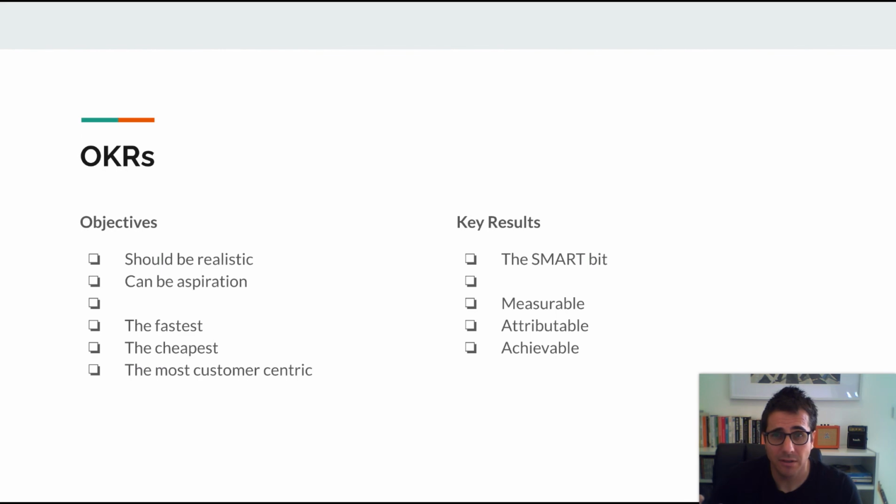An NPS target should be around 80. Don't put it at 100. It's just not achievable. 80 is achievable. Tough, but achievable. And with the key result, you'll be looking for the trend. You're looking for the trends towards these things. They're not absolute, but you really are looking for the trends. So that's objectives and key results.